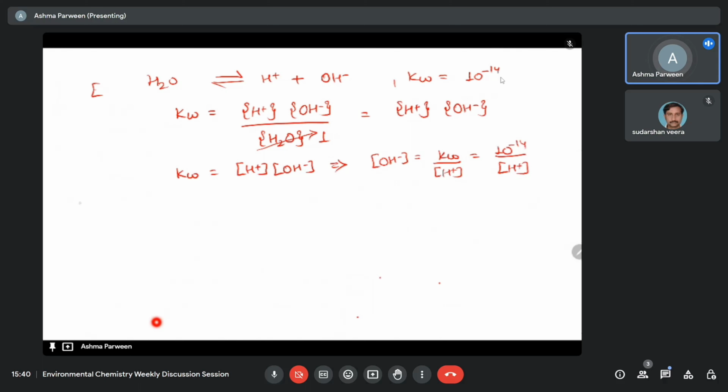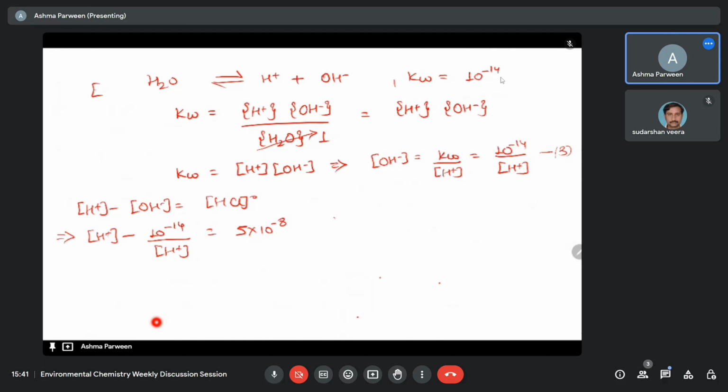So we had equation 1 as H plus minus OH minus is equal to HCl naught. So let's put everything here. We have OH minus as 10 raised to power minus 14 upon H plus, and we have HCl naught as 5 into 10 power minus 8. So now we just have to solve this equation.